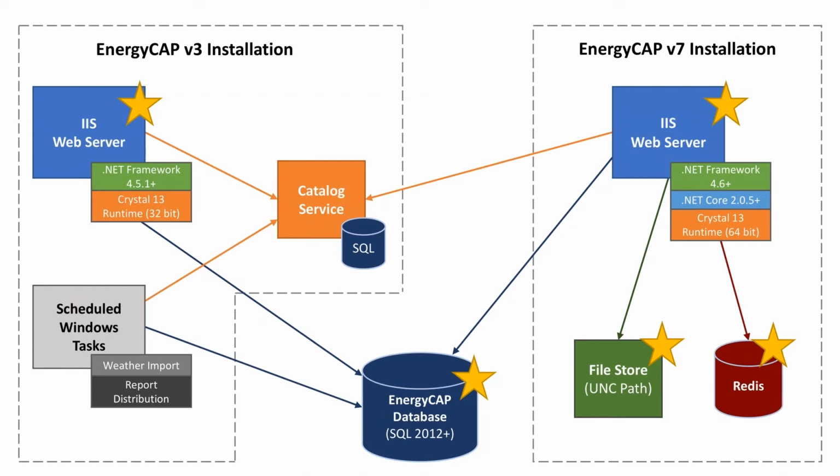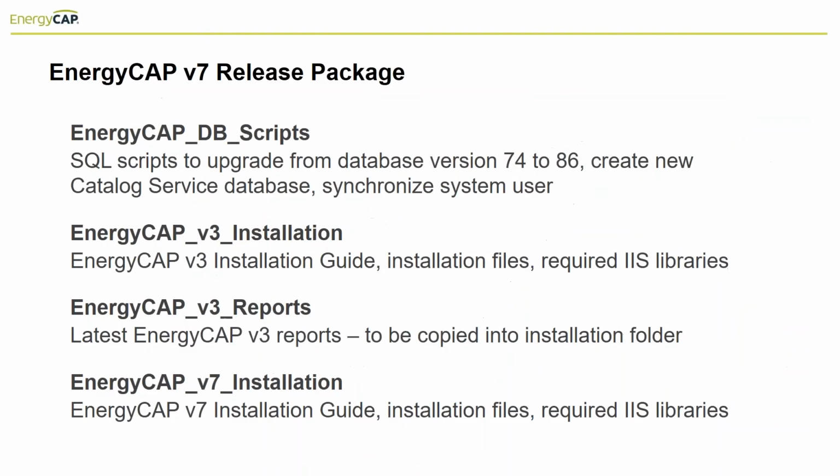When you create the support ticket and request the version 7 installation package, you'll find that that package contains 4 main directories, and those directories are listed here. The first is a directory with database scripts. We've included the SQL scripts that are required to upgrade from EnergyCAP database version 74 through all the various versions to our latest version, which is EnergyCAP database version 86.